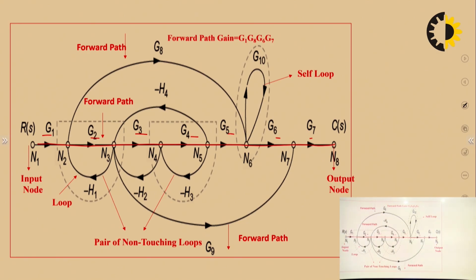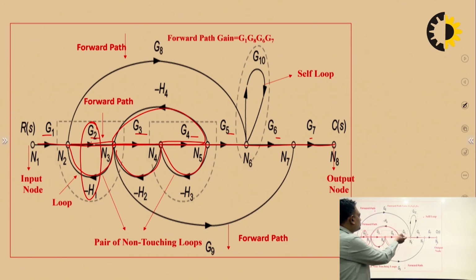And if you see a loop, this is nothing but a loop because the starting and terminating point is the same. This is also a loop. This is also a loop. You can see here, this is also a loop. So these are the loops because the starting and terminating point is the same. The loop gain is the multiplication of gains. It means G2 into minus H1, so minus G2 H1 is the gain of this particular loop. So these are loops.